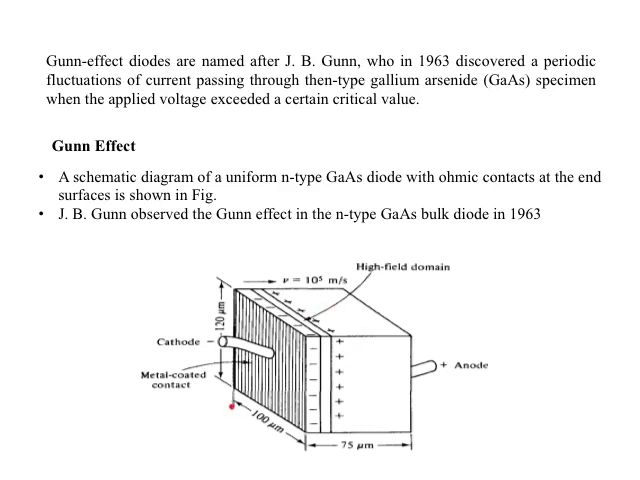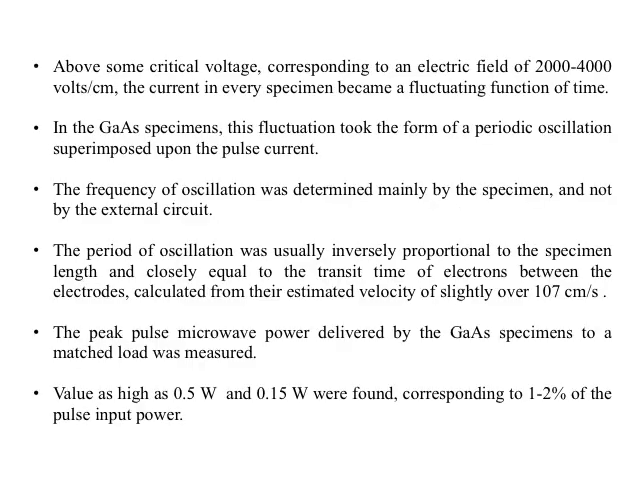As you can see, the length is 75 micrometer and the breadth is 100 micrometer. J.B. Gunn observed the Gunn effect in this n-type gallium arsenide bulk diode in 1963. Now let us understand how the Gunn effect was observed.